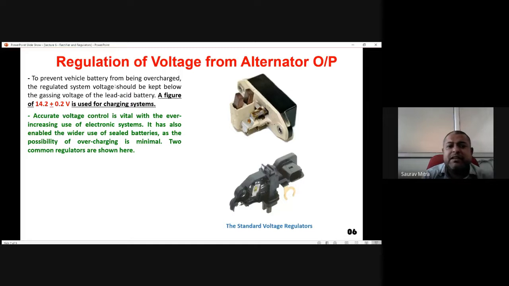So to prevent the vehicle battery from being overcharged, somebody will say, I'll connect 20 volt. You don't, because the more you overcharge the battery, the gassing will become too high. And nowadays we are actually using maintenance free batteries. Maintenance free batteries have no gassing. But if you are using too much voltage, gassing will occur inside the battery. That will damage the battery.